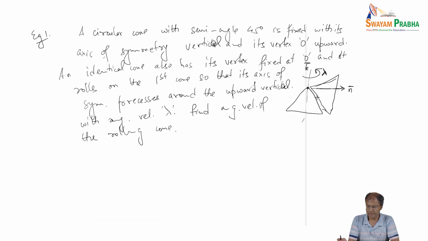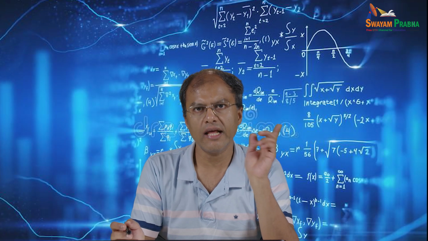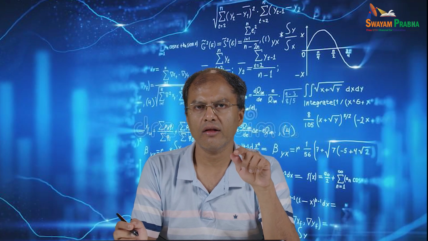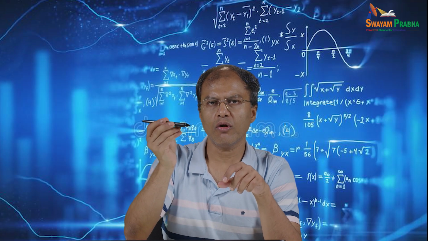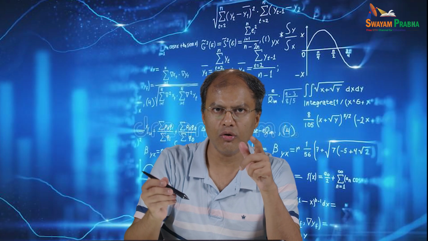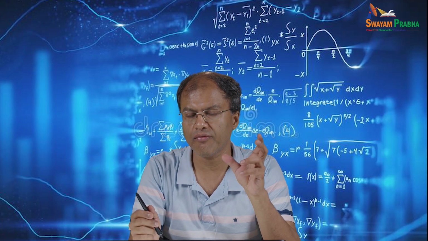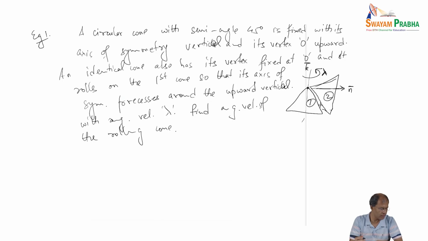Okay, so now, to find the angular velocity of the second cone, let me denote the cones by 1 and 2. So the second cone is first rotating with the first cone, since there is a rolling contact, right? But since this is a rolling contact, we also expect that the second cone is not only rotating, but is also rolling on the first cone. So there are two motions to be considered. We have to fix our frame of reference to look at this problem from a simplified perspective.